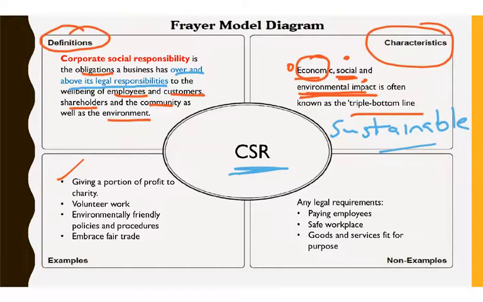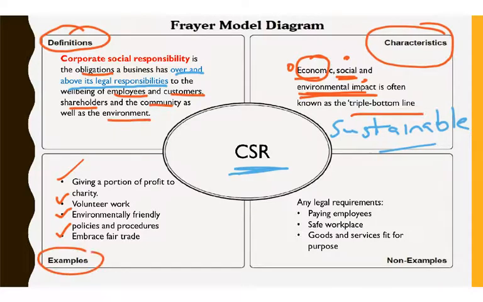volunteer work, so employees volunteering instead of going to work a day, could be a couple of times a year, environmentally friendly policies and procedures, so recycling, using green energy or reducing carbon footprints, and embracing fair trade. So when you purchase supplies particularly from overseas, you make sure that those suppliers are paid fairly and they are sustainable and treated well.